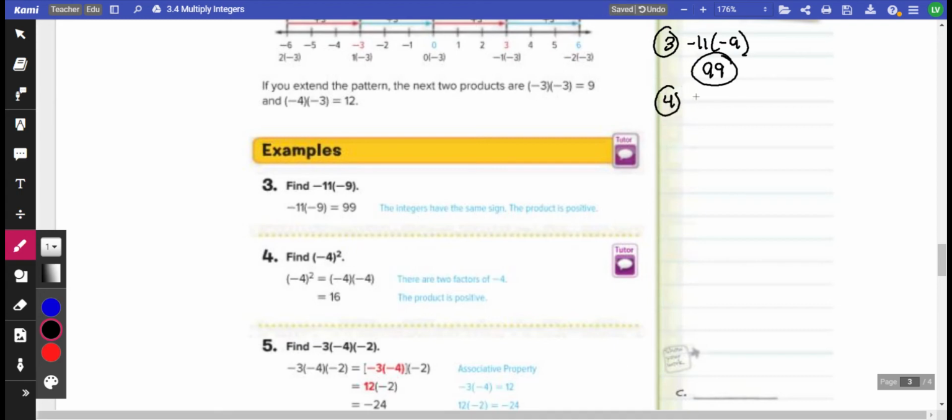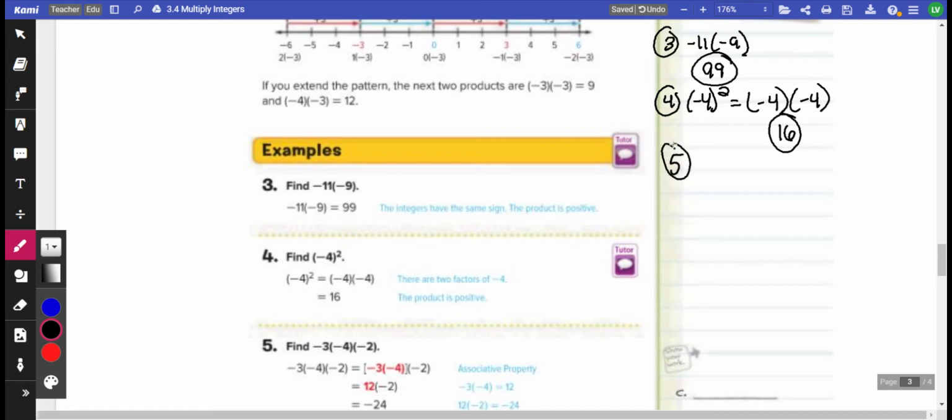Number 4, you have negative 4 squared. Well, this looks somewhat unfamiliar, but I know that anything squared is just that same thing multiplied by itself. So this is expanded into negative 4 times negative 4. So 4 times 4 gives you 16. A negative times a negative is a positive, so the answer is 16.